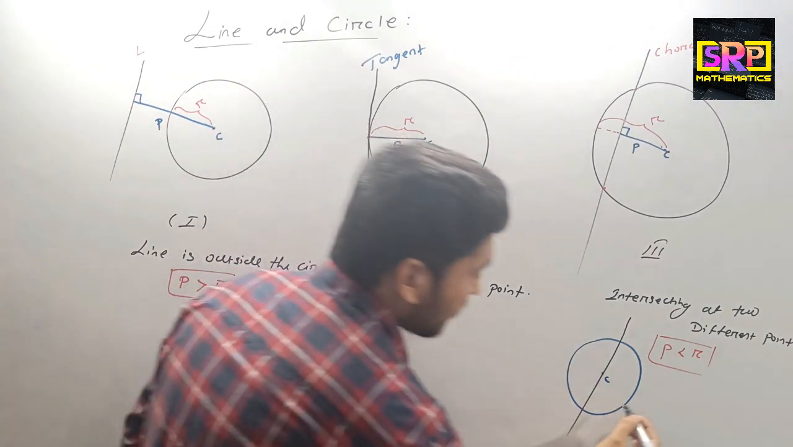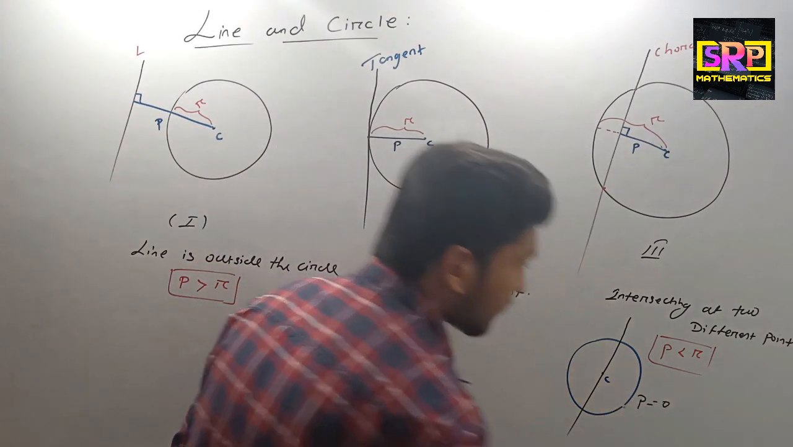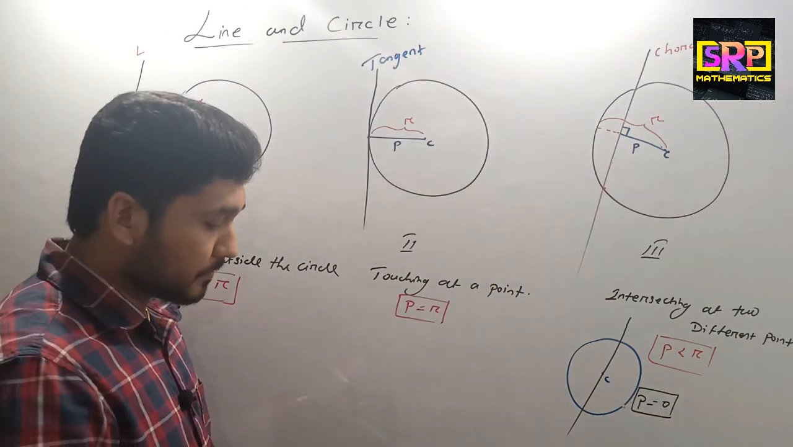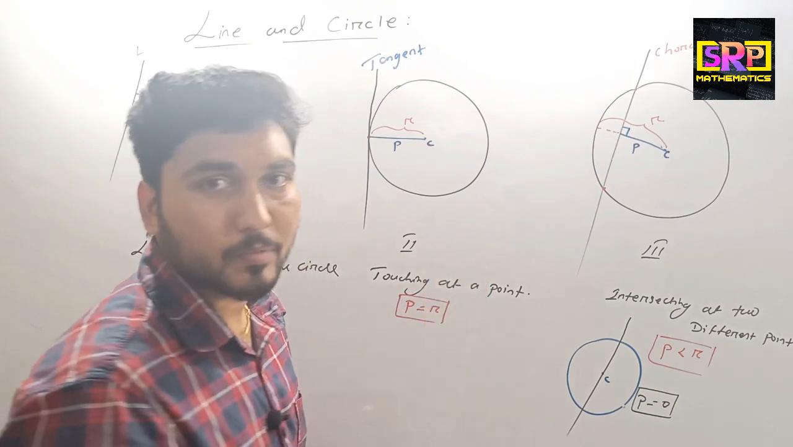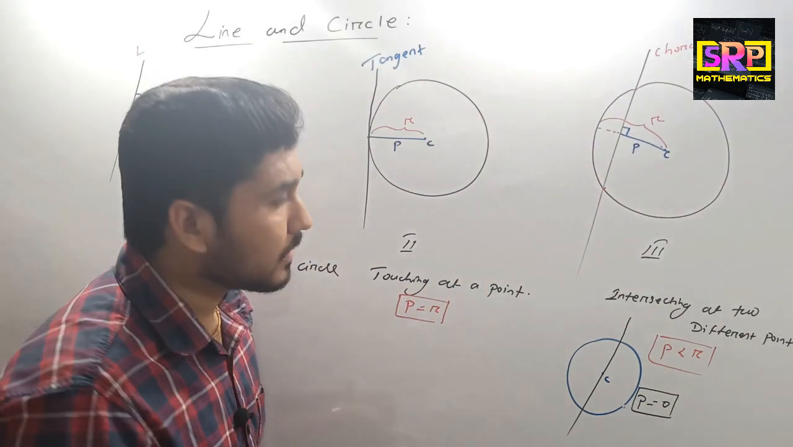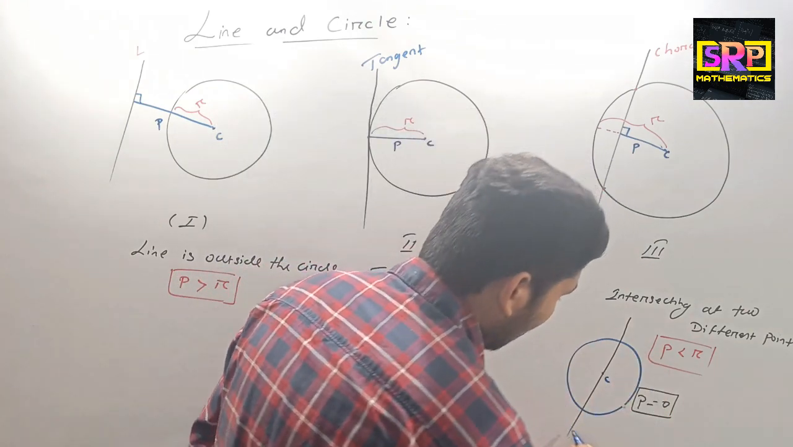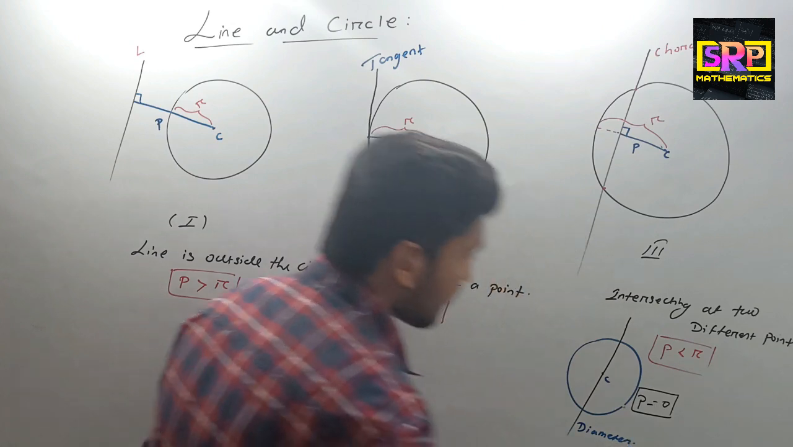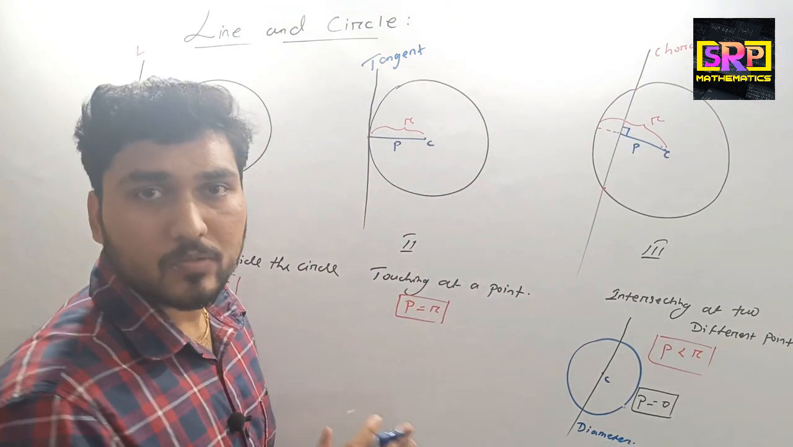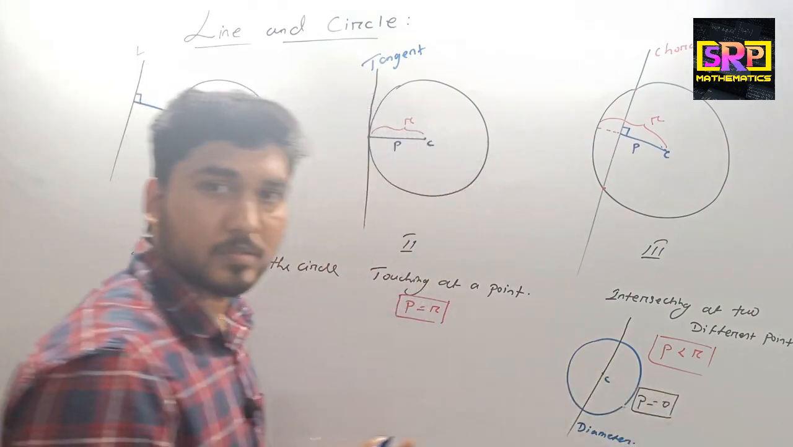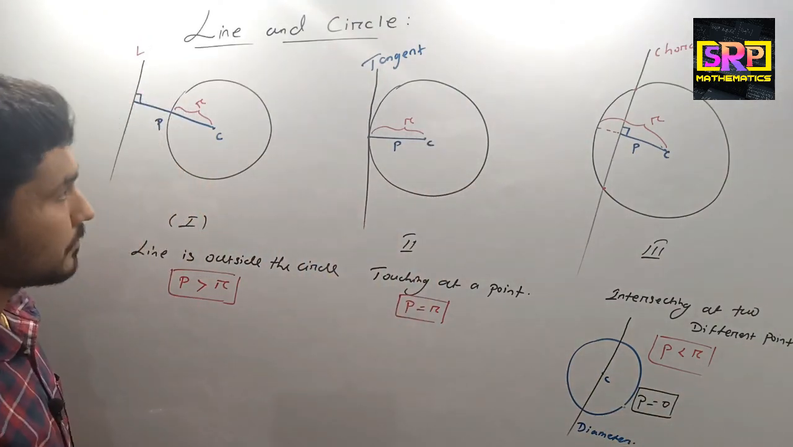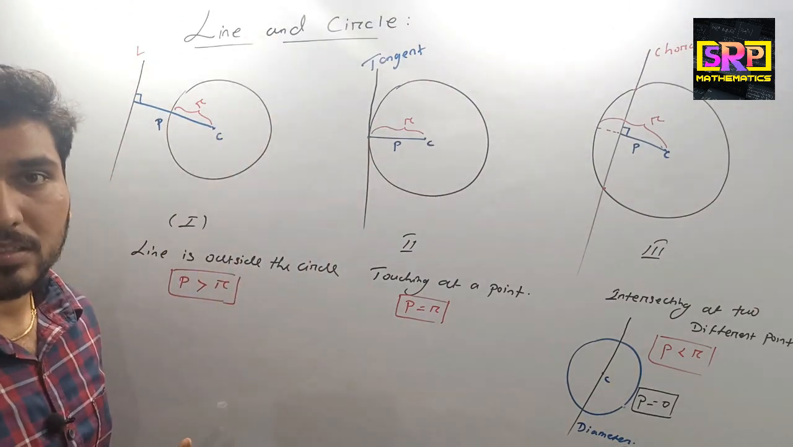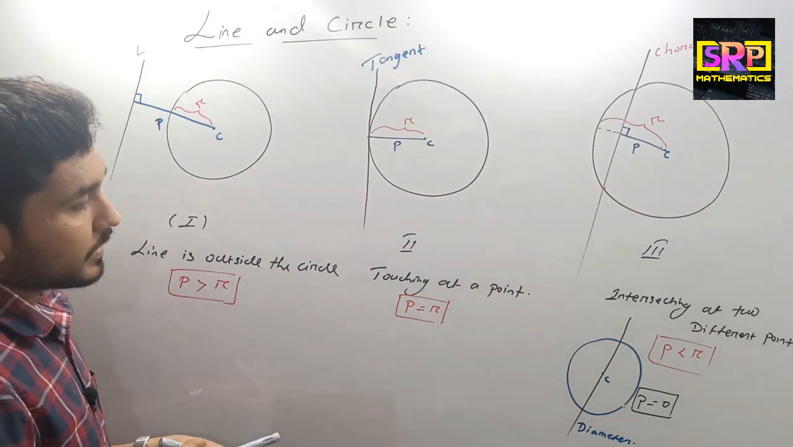So here what is P? Here the P will be 0. That means if your perpendicular distance becomes 0, the line or the chord you are talking about, that will become the what? Diameter. So this will become our diameter. That means if the line is passing through the center, the line will become the diameter. What is the condition? That P is equal to 0. So this is all about our case 1, case 2, case 3 with respect to the position of the line and the circle. So now let's move to case 2.